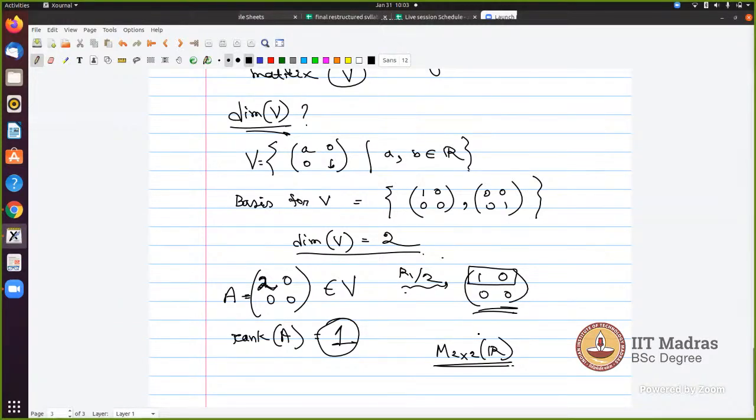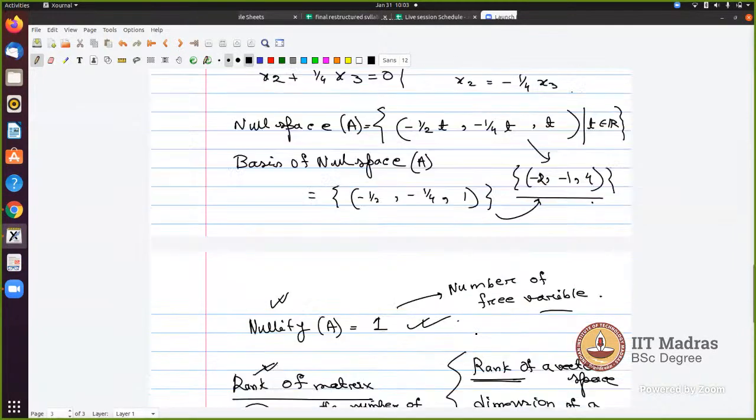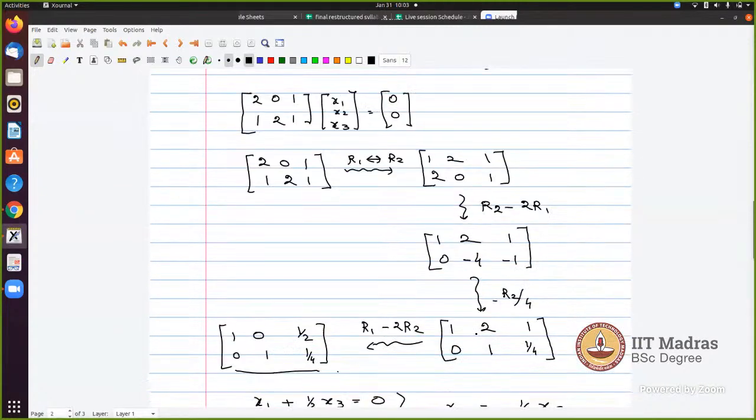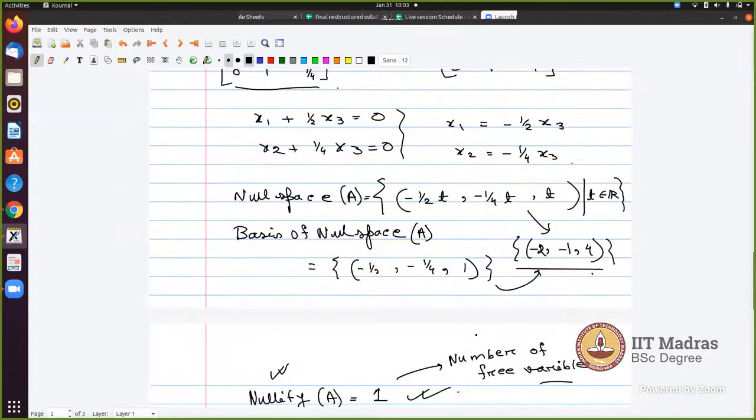Yeah, right. So just now you solved one example for nullity. This one, right? Yeah, exactly, the same example. In this case, we got a basis which is -1/2, -1/4, and 1. So, can we say this basis will span entire R3? Why? What is the dimension? Dimension is 1. So how can it span R2?